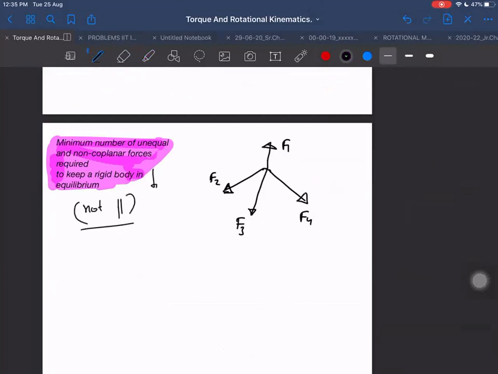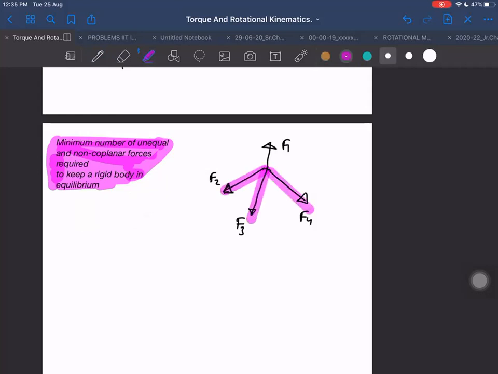Not parallel, not parallel or anti-parallel. Then how many forces do I need to make a body in equilibrium? Not parallel, not required. Automatically it will be not parallel. These are non-coplanar. No need. Then I need to see 1, 2, 3.